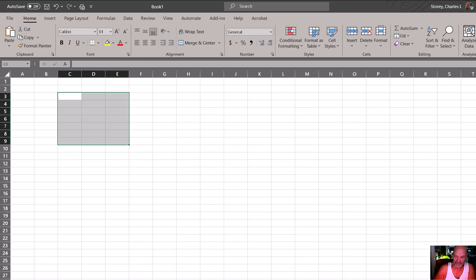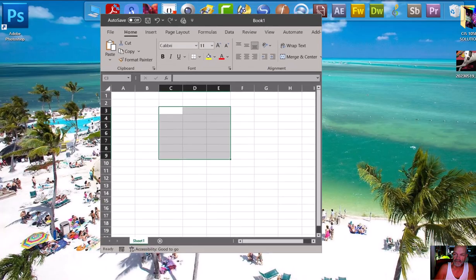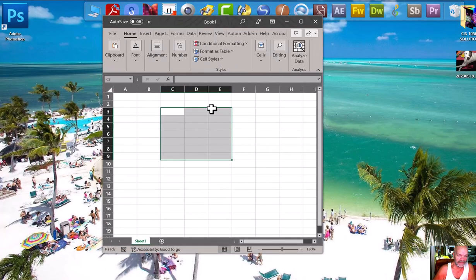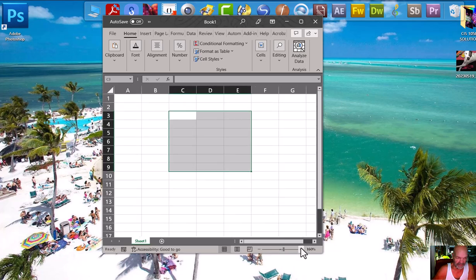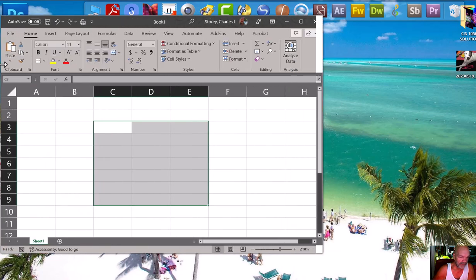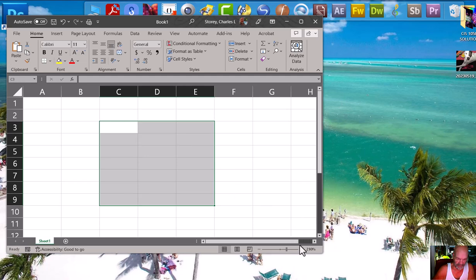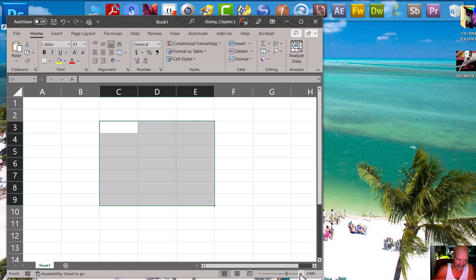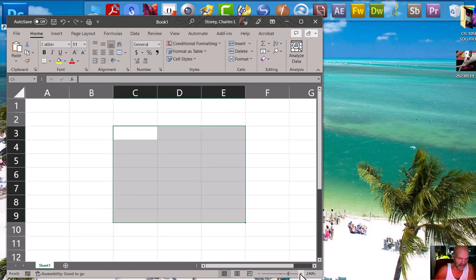So I'm going to use my zoom slider. I'll restore down a little bit so you can see, this is the zoom slider down here, and I'll make my cells a little bit bigger so you can see what's going on here. I'll make it about 240%.